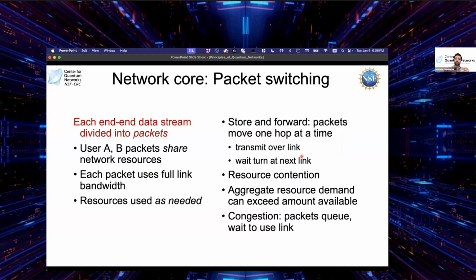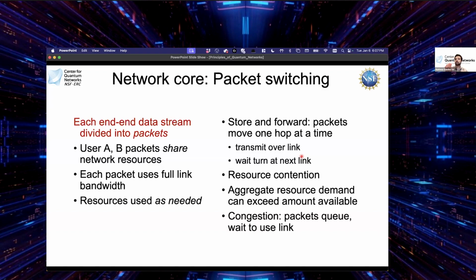In packet switching, the idea is to divide end-to-end data streams into packets, and it can be the case that the packets of two users share network resources. It's important to see that each packet in packet switching will utilize the full bandwidth of a link. And what is cool about this is that you can utilize resources only as needed instead of performing allocation or reservation of resources. The key mechanism behind packet switching is called store and forward.